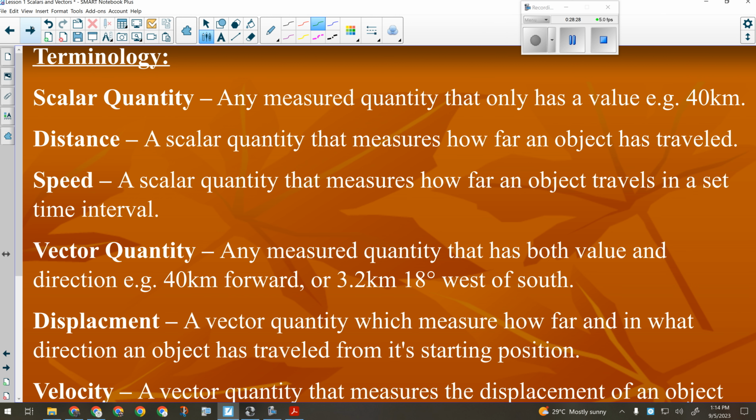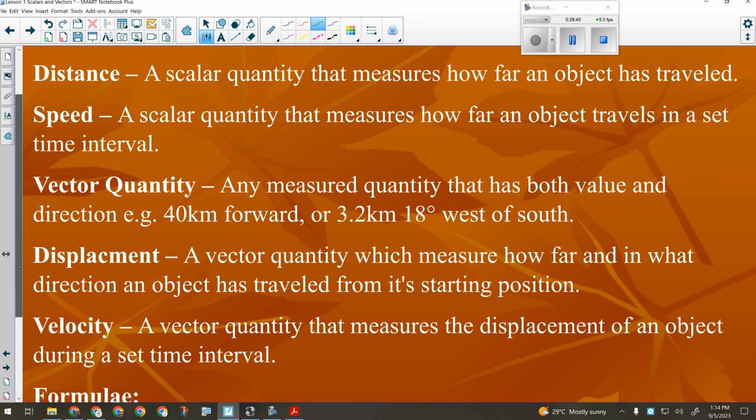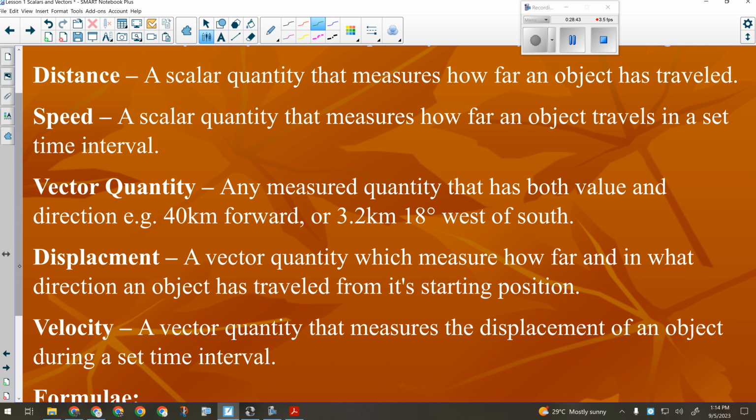Speed, a scalar quantity that measures how far an object travels in a set time interval, 100 kilometers per hour, 10 meters per second, whatever we choose to measure. Vector quantities are any measured quantity that has both magnitude or value and direction. So 40 kilometers forward, 3.2 kilometers at 18 degrees west of south, 750 newtons down. So things can be vector if they have both a measured value as well as a direction. Your weight, incidentally, would be in newtons down.